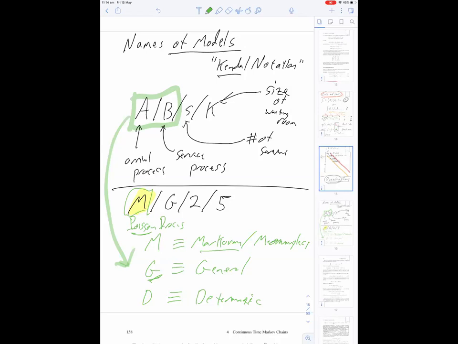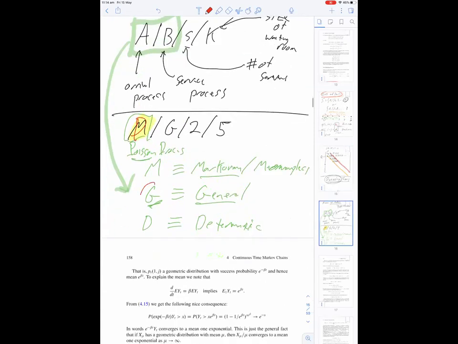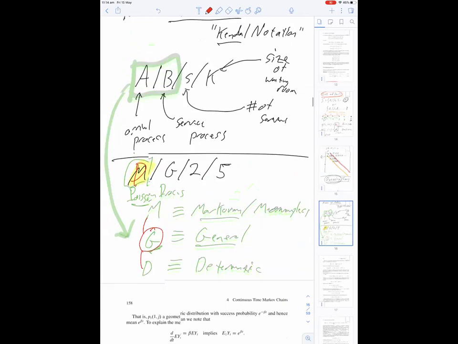G would be more general. Should we have put a G here, that would mean that we have arrivals where the times between arrivals might be IID random variables that are not necessarily exponential. So it's not necessarily a Poisson process. D would mean that we have an arrival exactly every 7.3 time units, deterministic. So this is the most general, and these two are specific cases of that.